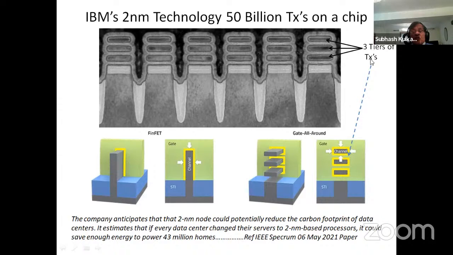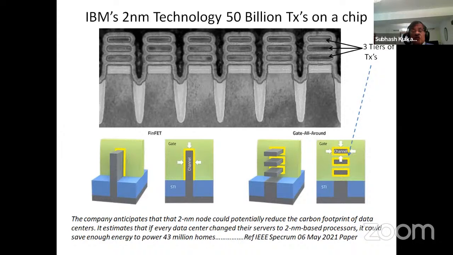There are three tiers of transistors, and you have gate all around connecting them to give you a huge intersection area between the gate and the source drain, to give you a huge drive current. And power can be reduced now because you have a lot more current available. So you can reduce the voltage, you can get lower and lower power, which is very beneficial.